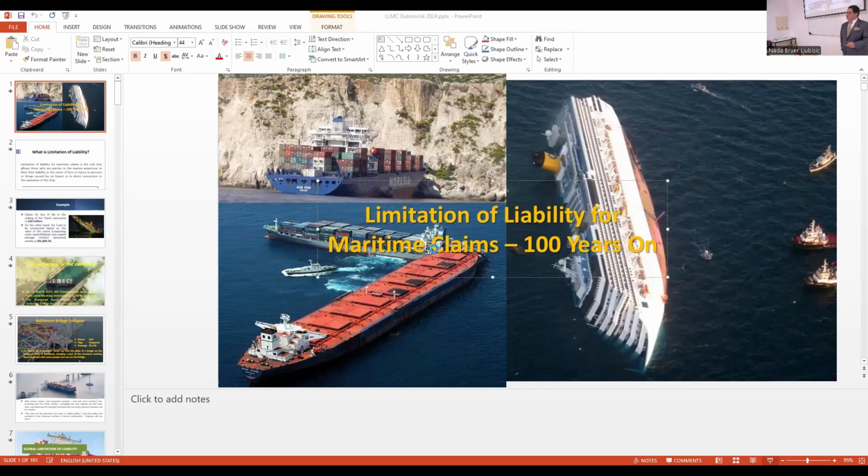Claims excepted from limitation: salvage claims, and contributions in general average. Here, we're speaking of direct salvage claims. For example, imagine in this ship, the salvage of the ship itself is paid by the ship owner, and it's a ship salvage claim, not subject to limitation. The cargo owner has to pay for the salvage of the cargo, and it's not subject to limitation, but it's possible.